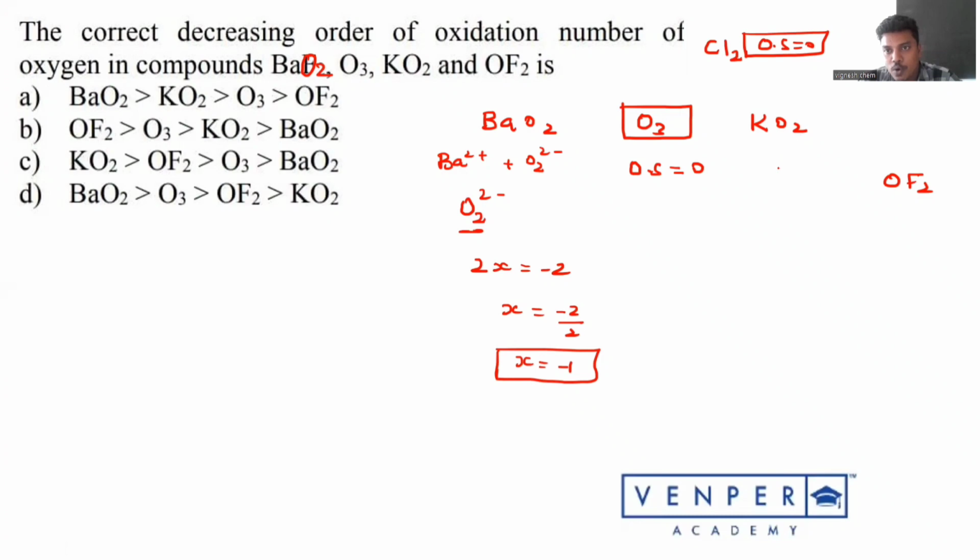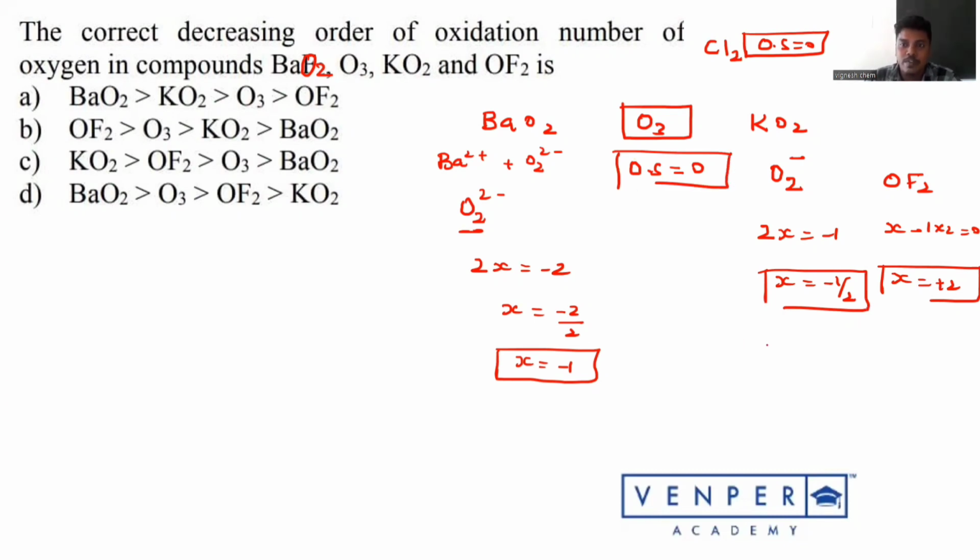For ozone it is 0, and for KO2, this is O2 minus, right? Therefore 2x is equal to minus 1 and x equals minus 1 by 2. For OF2, I need to find oxygen, so I take oxygen as x and fluorine is minus 1 into 2, equal to 0, and x equals plus 2. Now OF2 is plus 2 and KO2 is minus half, this is 0 and this is minus 1. Which is the highest value? OF2. Now look at the four options: only option B has OF2 highest. Therefore option B is the correct answer. It's very, very simple. The O2 2 minus is a peroxide.